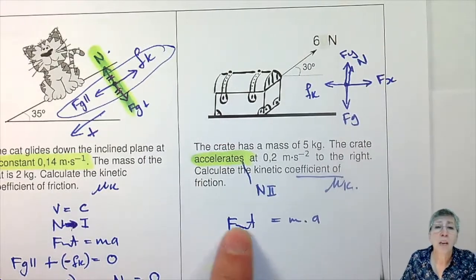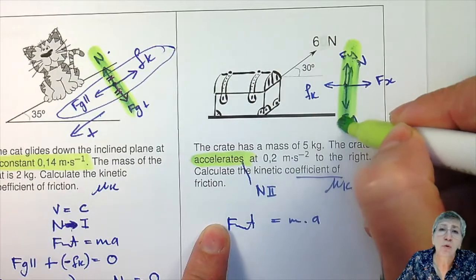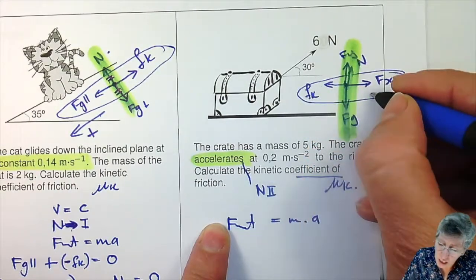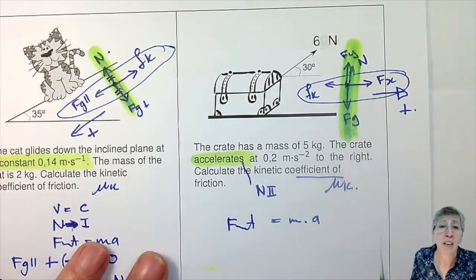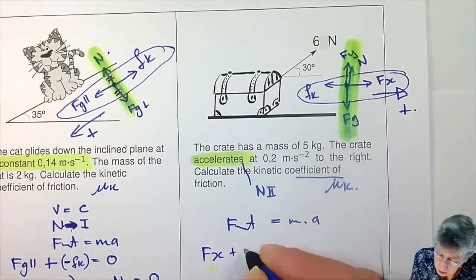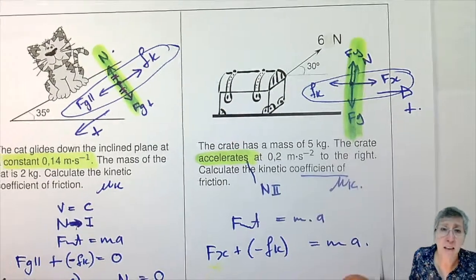Now, if I'm working with Newton's movement law, I'm not looking at the forces perpendicular to movement, I'm looking at the forces in the direction of movement. So that is going to be my positive direction. Right, so here for F net, that will be Fx minus Fk to be equal to m times a.